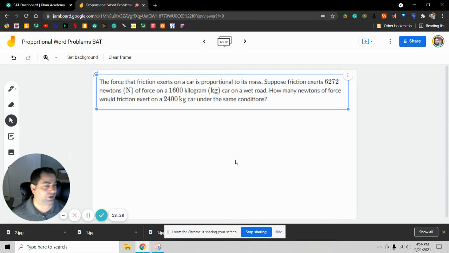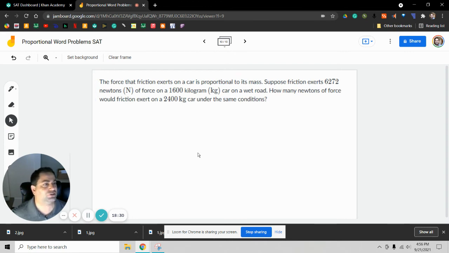All right, our final question says, the force that friction exerts on a car is proportional to its mass. Suppose friction exerts 6,272 newtons of force on a 1,600 kilogram car on a wet road. How many newtons of force would friction exert on a 2,400 kilogram car under the same conditions? So our initial ratio is going to be force to mass.